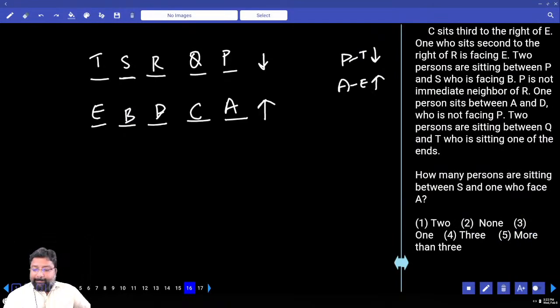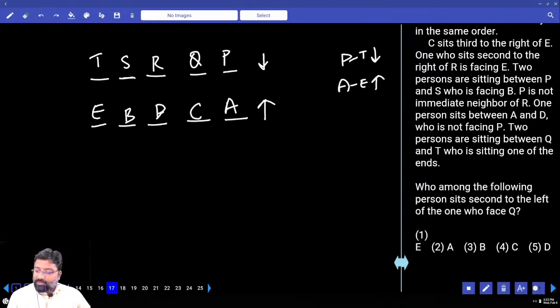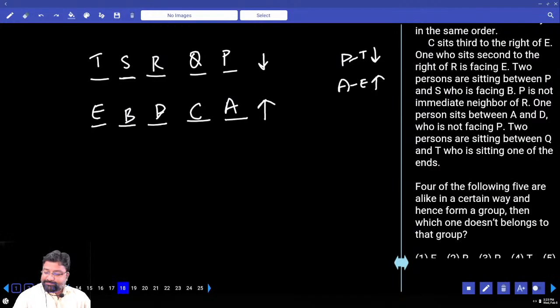First, how many persons are sitting between S and the one who faces A? Between S and the one who faces A. How many? 2. Who among the following persons sits second to the left of the one who faces Q? Who is facing Q? C. Second left, B. B for Bombay.